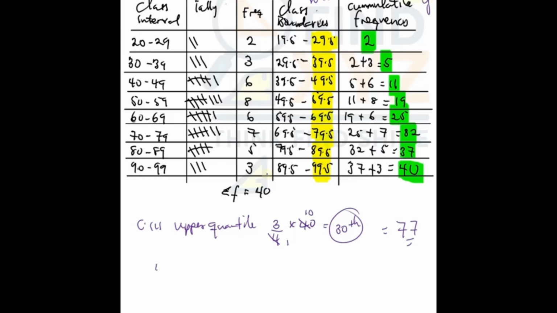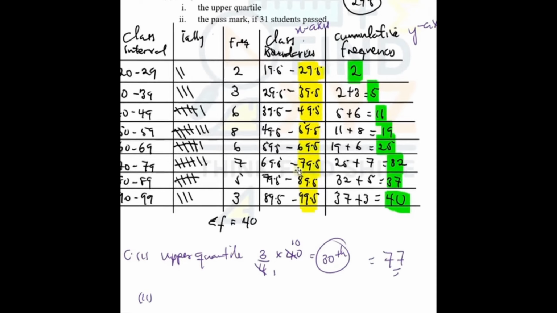Then the second part of this problem, we are supposed to estimate the pass mark if 31 of the students passed. Now listen closely. If 31 of the students passed, it means that how many students fail? Now the total number of students in a class is 40. And if 31 are passing, it means that how many will fail? So we take away 31 from 40 and that will give us 9. So it means that 9 will fail. Then we are going to use 9 to estimate the pass mark. Is that okay? Good. So let's go on the graph.